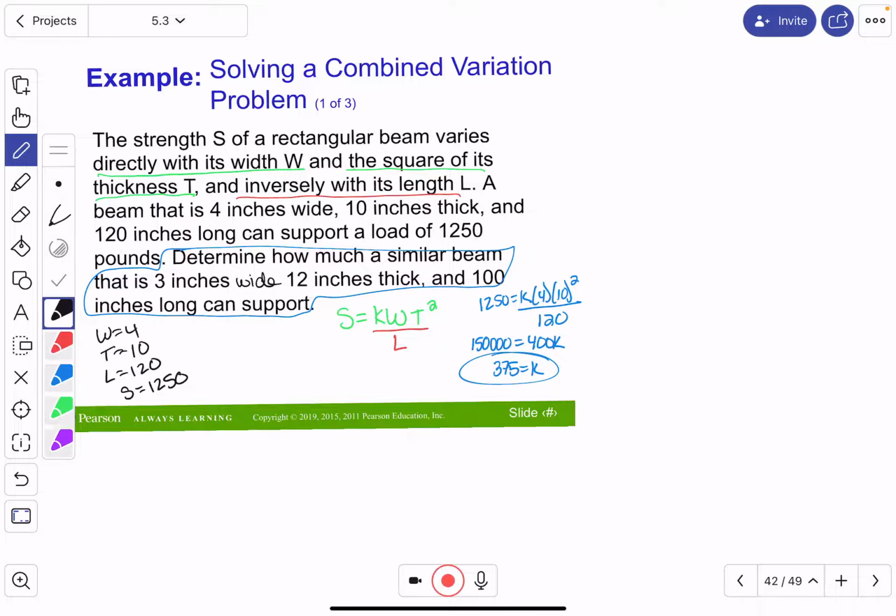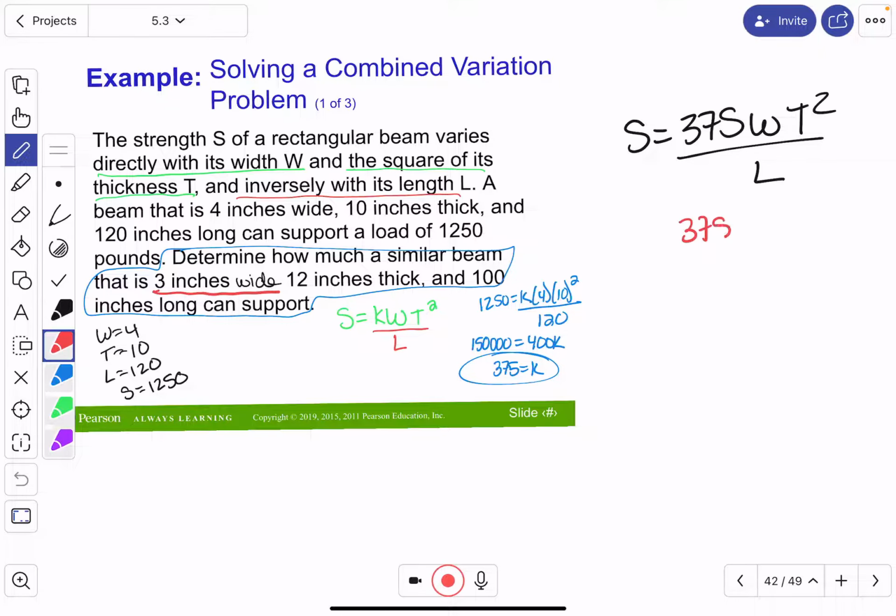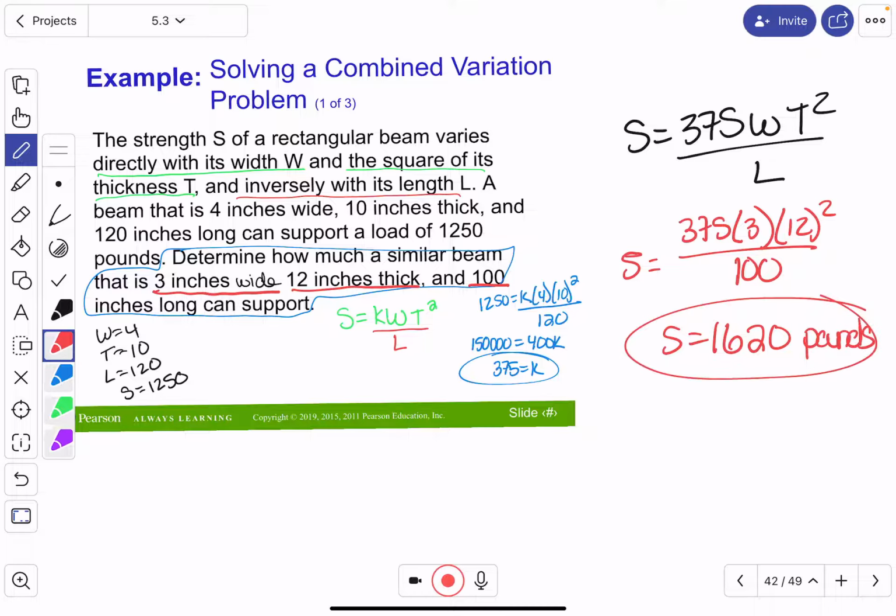So our equation is S equals 375 W T squared divided by L. Using this equation, it's 3 inches wide, so we're going to rewrite that with a 3 here. 12 inches thick, so 12 squared, and 100 inches long, so that goes on the bottom. If you plug that into the calculator, you get 1620 pounds is what it can support. So you're just playing with equations to solve for X.